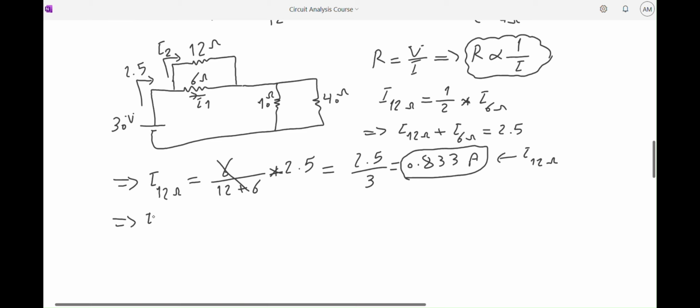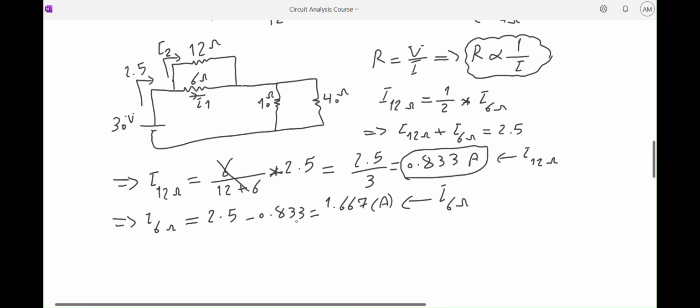So very quickly, I come to the conclusion that the current of 6 ohm is 2.5 minus the current of 12 ohm, which is 0.833. That would give me 2.5 minus 0.833, 1.667. And this is the current that flows into the 6 ohm resistor.